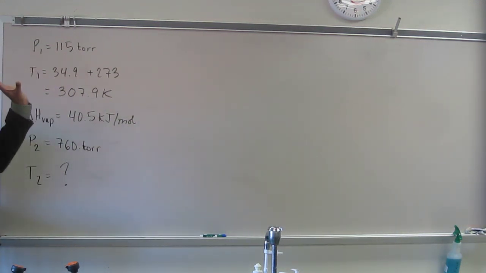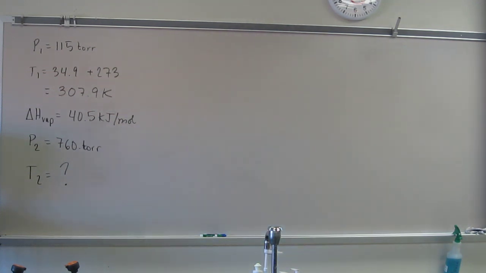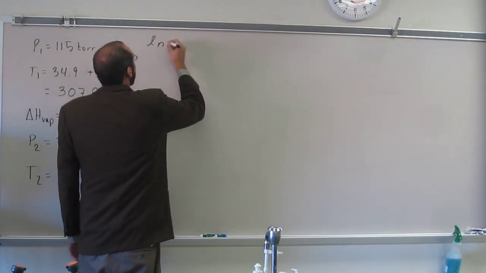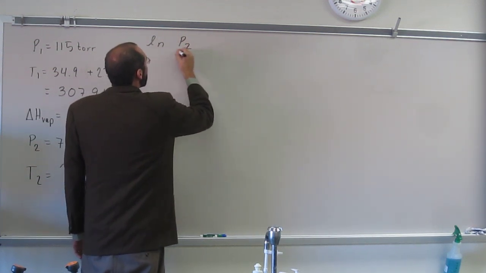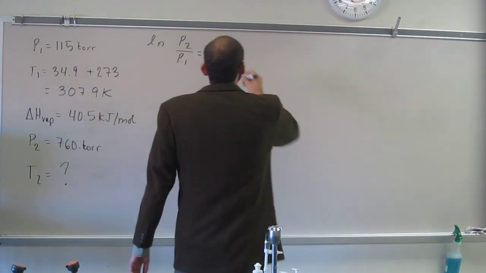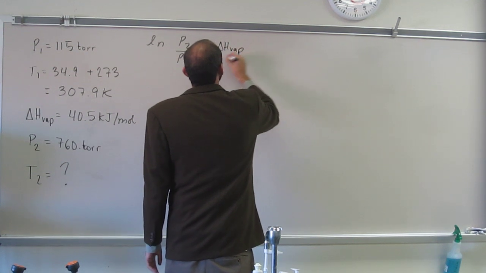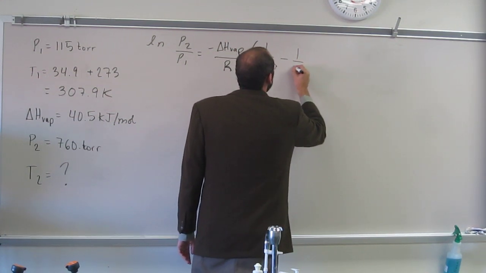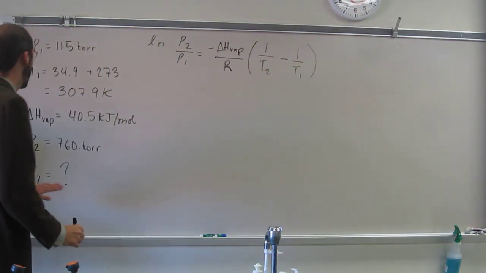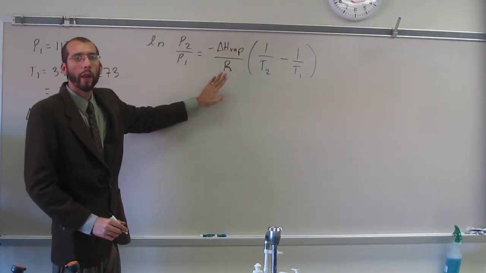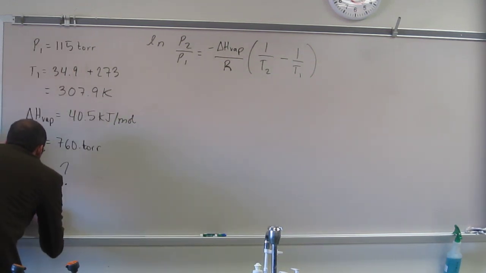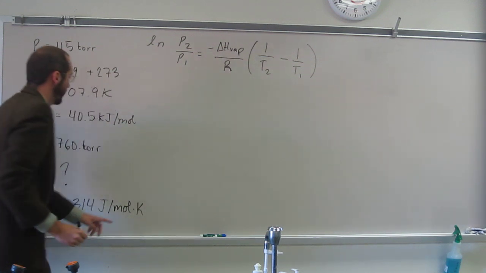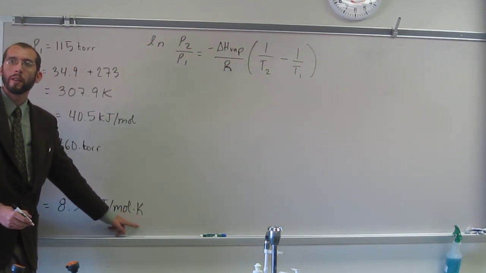What is that? So hopefully you guys can see that you need to use the Clausius-Clapeyron equation. If you recall, we're comparing one thing to another, so we're going to use that second form of it. So ln of P2 over P1 equals negative delta H vap over R times 1 over T2 minus 1 over T1. This R here is the ideal gas constant when it's solved for joules. This is going to be given to you, 8.314 joules per mole Kelvin. And in fact, that's why we had to convert the temperature to Kelvin, to cancel that out potentially.